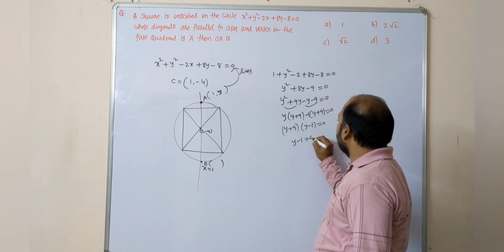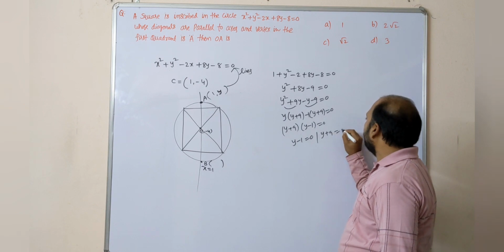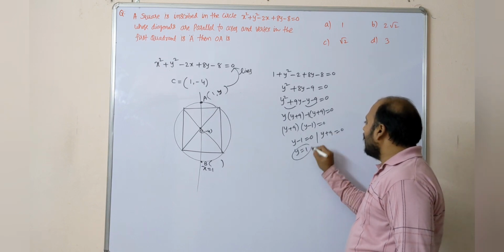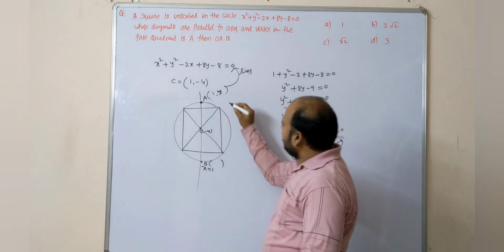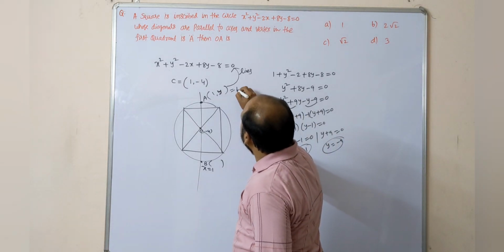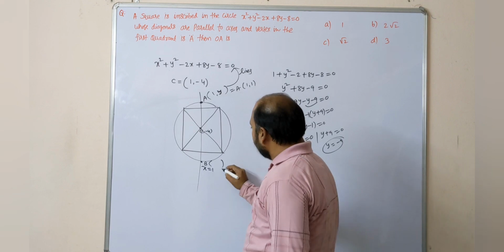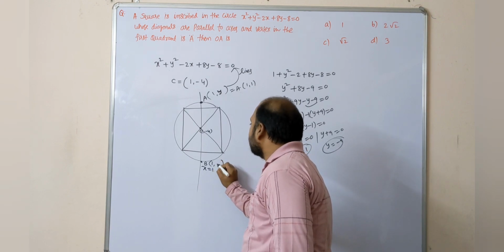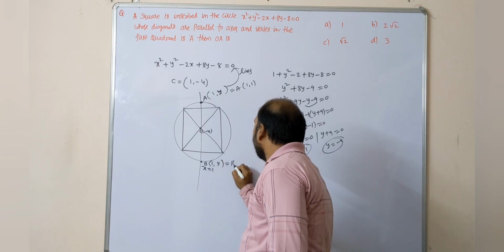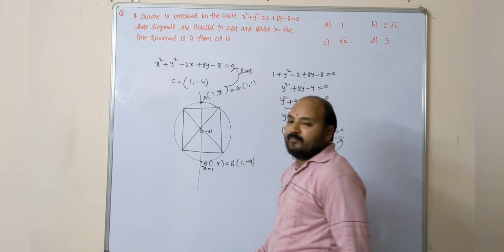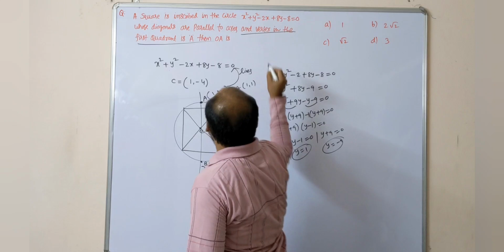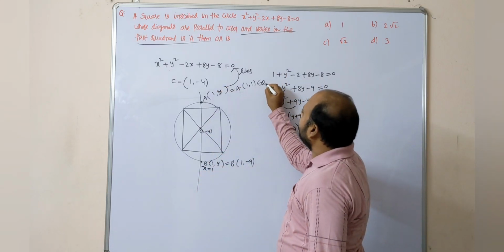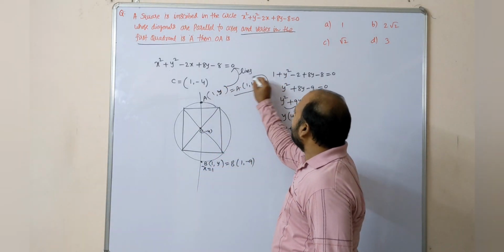So y minus 1 equal to 0, y plus 9 equal to 0, y is equal to 1, y is equal to minus 9. So y is equal to plus 1. So A becomes 1 comma 1. B value, anyway x comma y, so B value 1 comma minus 9. But they mentioned here the vertex which is in the first quadrant. So 1 comma 1 belongs to Q1 only, no. So A value we got it.